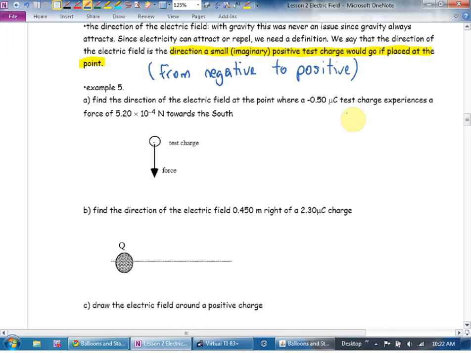Example 5 says this. Find the direction of the electric field at some point where this negative 0.5 microcoulomb test charge experiences a force towards the south. First, let's find the magnitude of the electric field. Did they give me the force in this question? Then I'm going to use F divided by Q. It's going to be 5.2 times 10 to the negative 4 divided by 0.5.